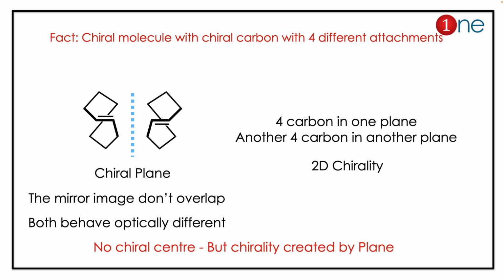But here it is different. The molecule has 2D chirality, meaning it has one chiral plane inside. The mirror images of those molecules don't overlap each other, so it definitely behaves differently optically. Here 4 carbons are in one plane and another 4 carbons are in another plane. So it creates 2D chirality, and the given compound is chiral.